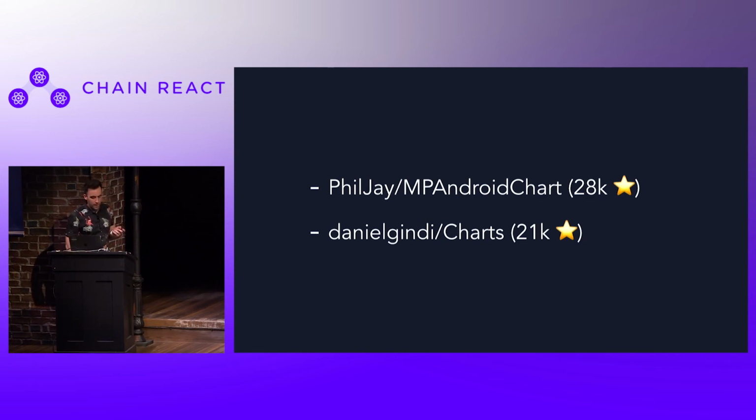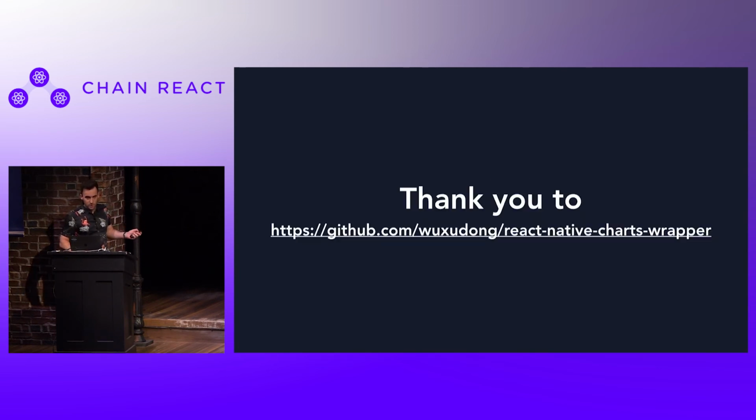This is the Android one and iOS, and they have more than 20,000 stars, so I was thinking probably they are good. But here, if you want to bridge them, you need knowledge of Android and iOS, right? But I found this silent hero, this package here, which has a super beautiful name. It's pretty clear for me, React Native chart wrapper. And it's actually a wrapper to those two native libraries with a common API.